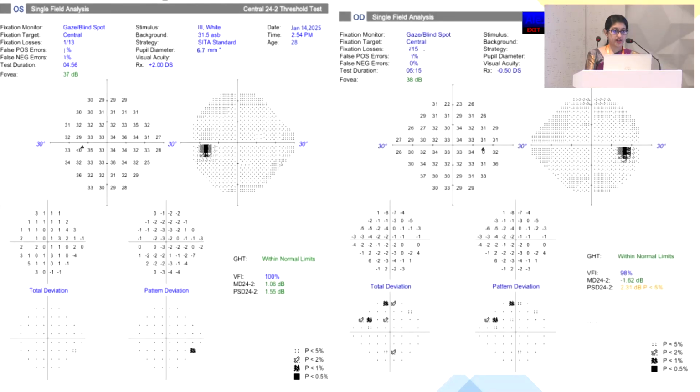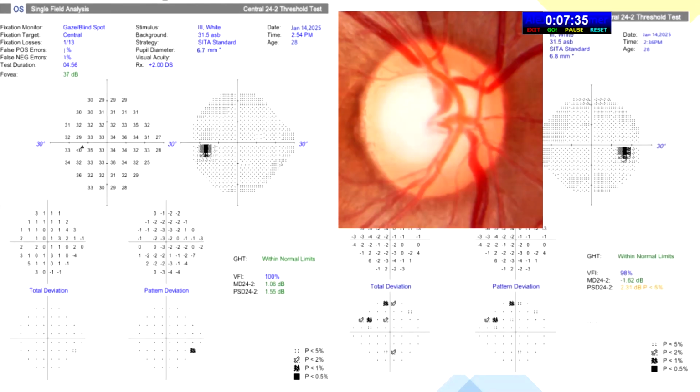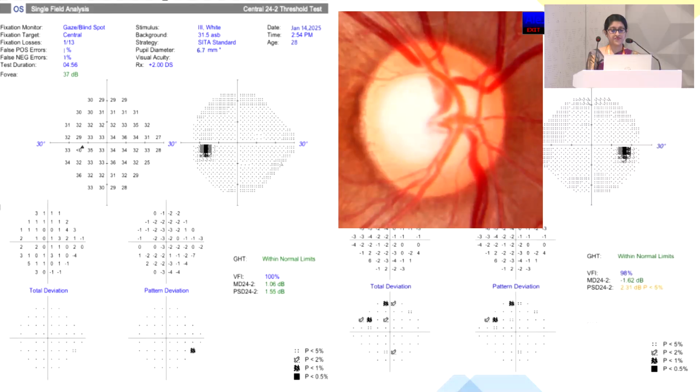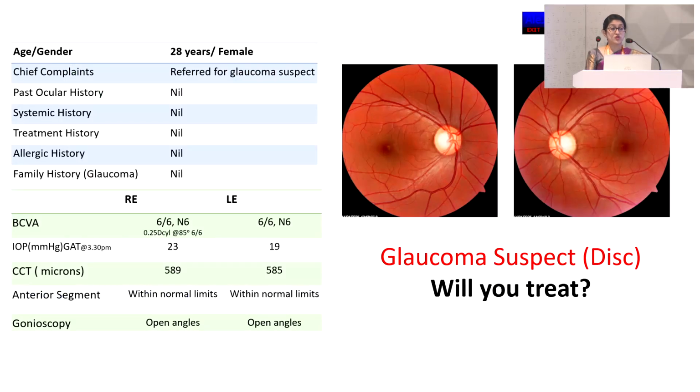And when you correlate the disc picture with that of the visual field, we can see that there are superior defects in the field. But the Anderson's criteria is not met. So the alarm bell should ring whether it could be an early glaucomatous change. However, in the left eye it was normal. So will you treat now? So how many would like to treat this patient?